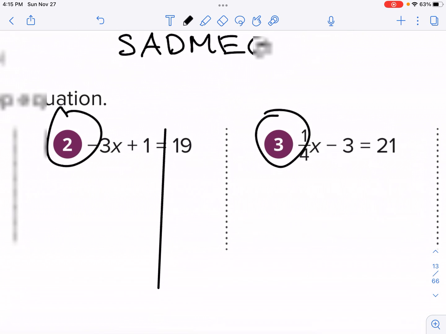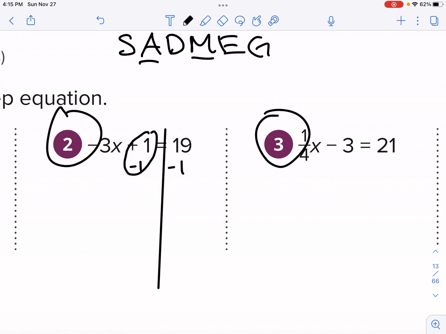I'm gonna start with number 2 here. We're multiplying by -3, we're adding 1. So we're gonna undo that. We're going to undo adding 1 by subtracting 1. And if you remember, when we do this, we have to do it to both sides to make sure that they're equal. 1 minus 1 is 0. And we're left with, we're going to rewrite our equation, -3x equal to, the right side, 19 minus 1 is 18.